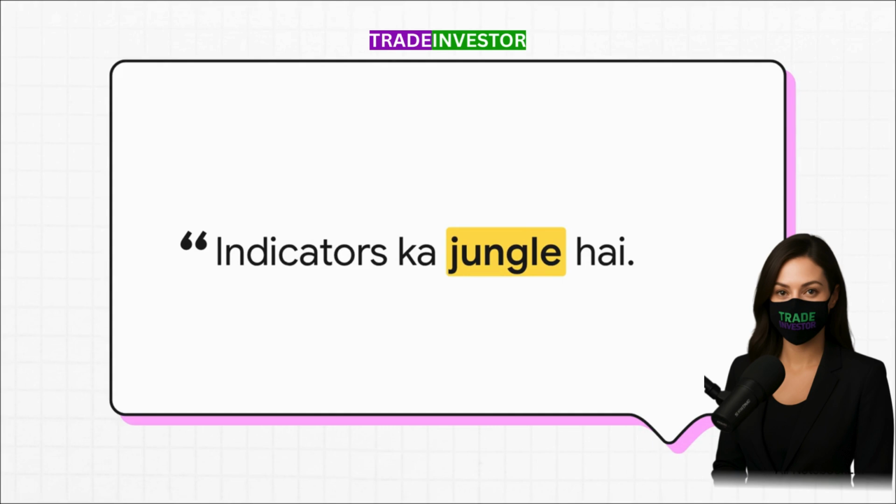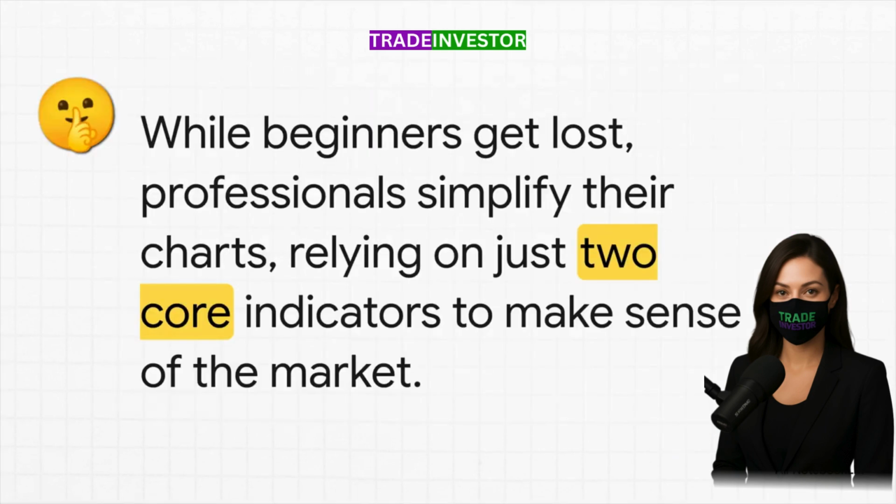And it's so common for beginners to just slap 10, maybe even 15 different indicators on their charts. You're hoping to find some kind of hidden secret, but you just end up more confused than when you started. But listen, here's the secret. While all the beginners are getting lost in that jungle, most professionals simplify. They don't use dozens of these flashy, complicated tools. Nope. They rely on just two core indicators to really make sense of the market. And today, we're going to break down exactly what those are and, more importantly, why they work so well together.